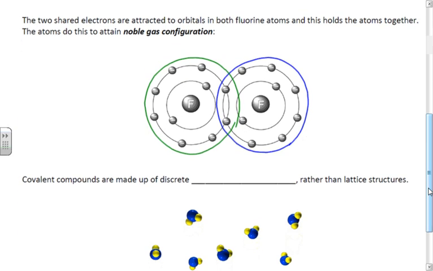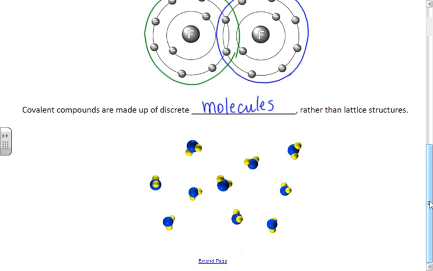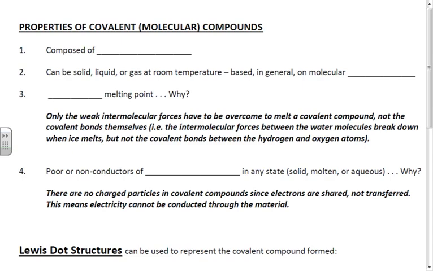Covalent compounds are made up of discrete or individual molecules that are separate from one another. They're free to move around and rotate and just travel around there instead of being stuck in that crystal lattice structure that our ionic compounds were in. Some properties of covalent compounds, they're going to be primarily composed of nonmetals. Ionic was metal and nonmetal.